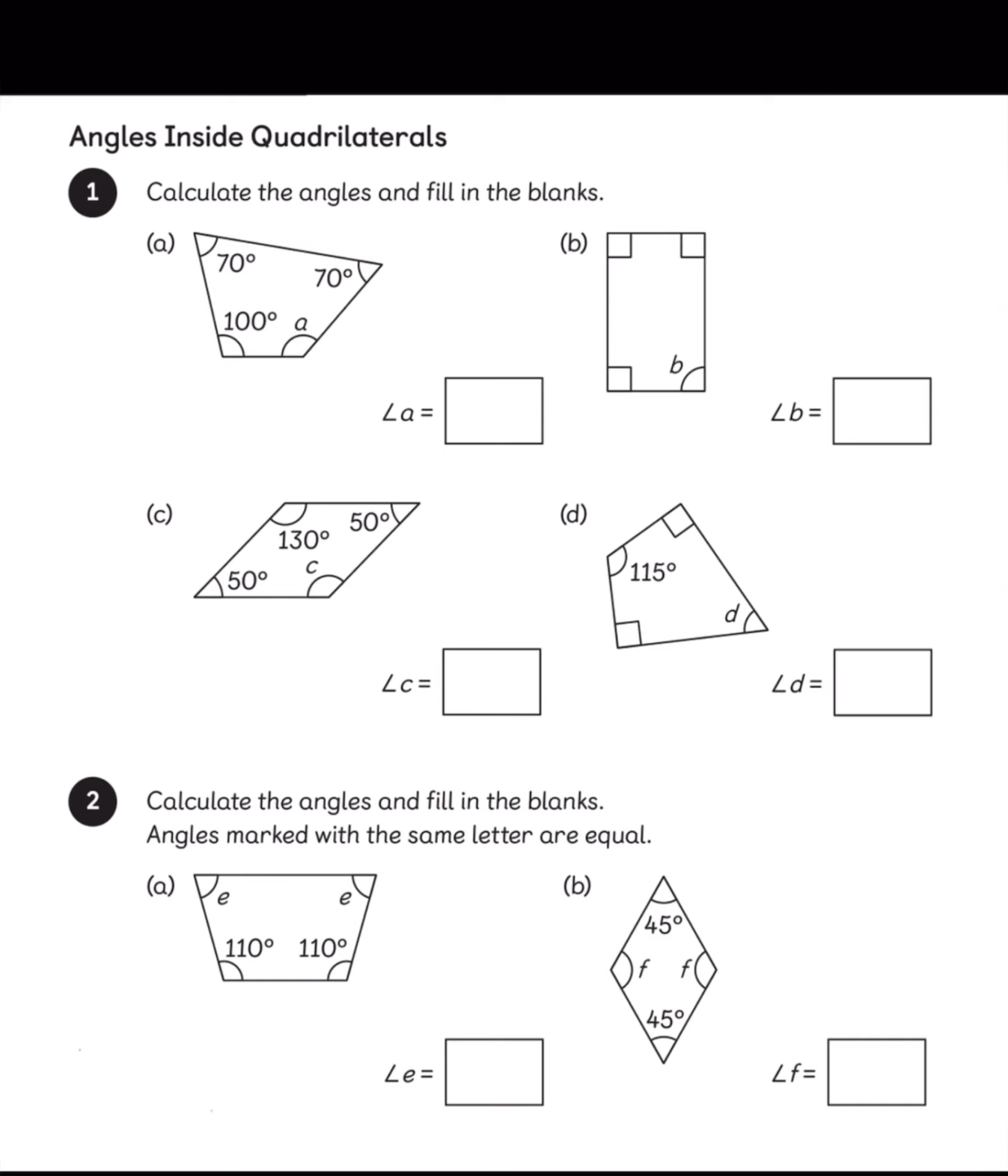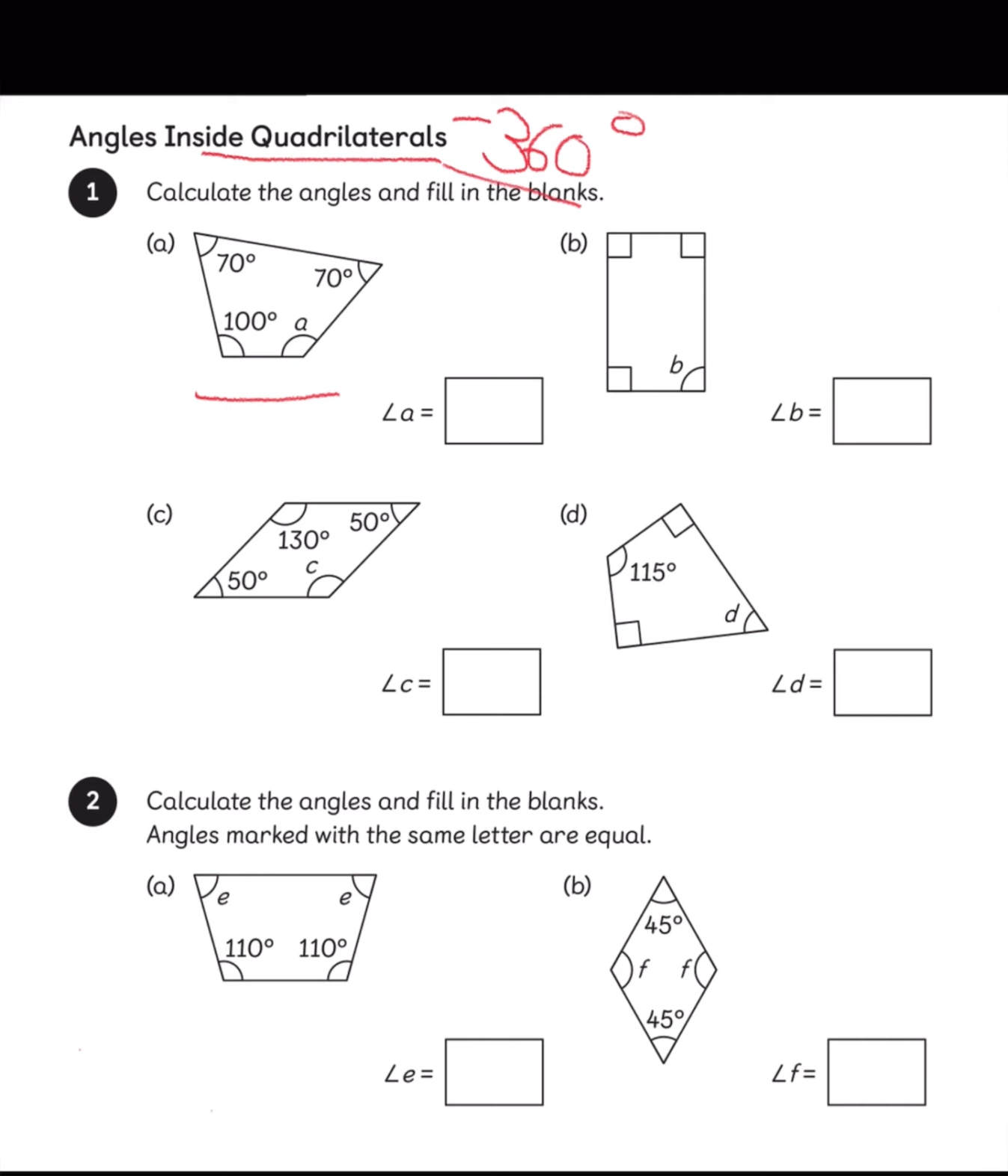Today, we are going to look into angles inside quadrilaterals. We are doing the geometry chapter for grade 5. The first question says calculate the angles and fill in the blanks. If you see the first one, the first key: quadrilaterals are always 360 degrees, right? So our aim is always to meet up the 360 degrees.